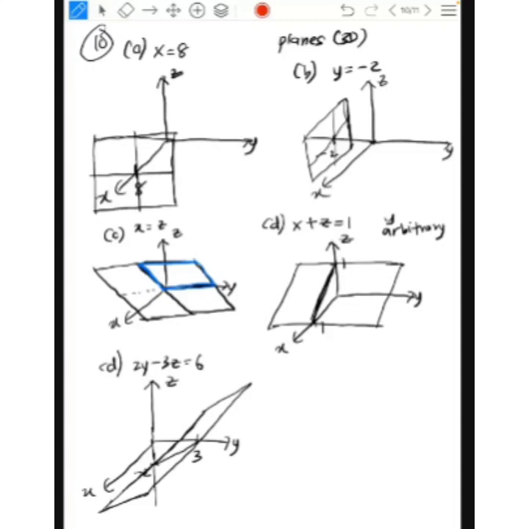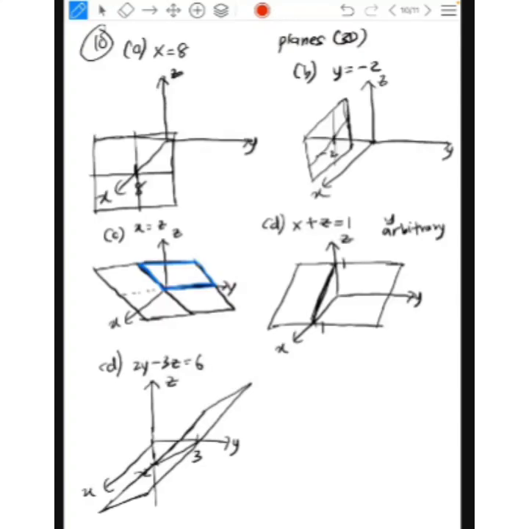And then we have A, B, C, D, three more. Sorry, this is supposed to be E. Okay, so F.